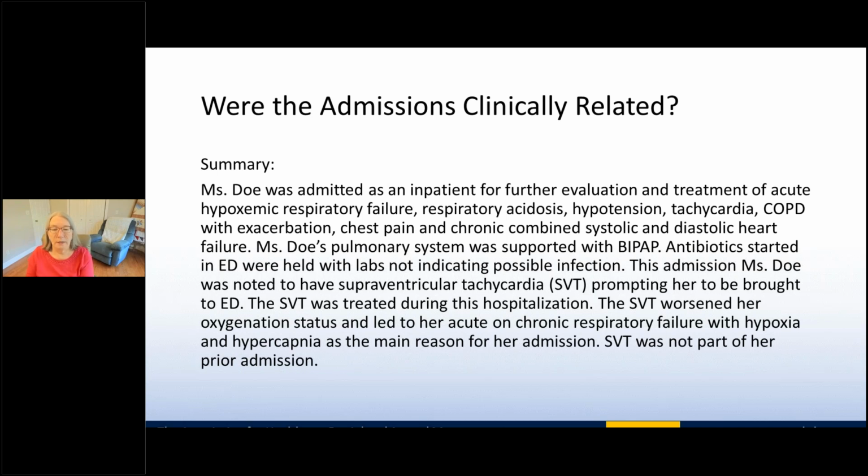So it wasn't really what we consider to be a COPD exacerbation. It was the SVT that kicked her over the edge and caused that acute on chronic respiratory failure. And once the SVT was treated, her pulmonary issues improved. And SVT was not part of her prior admission. She didn't have SVT during her prior admission.